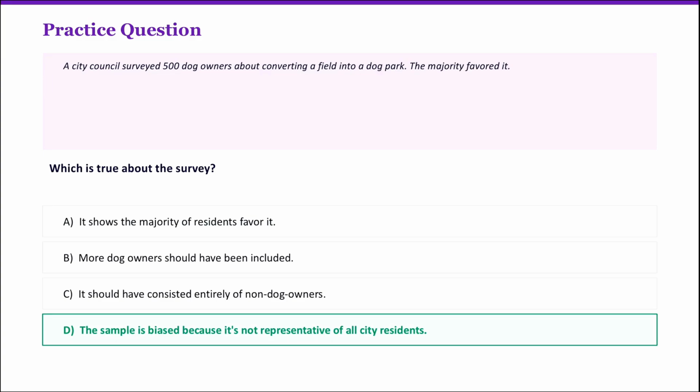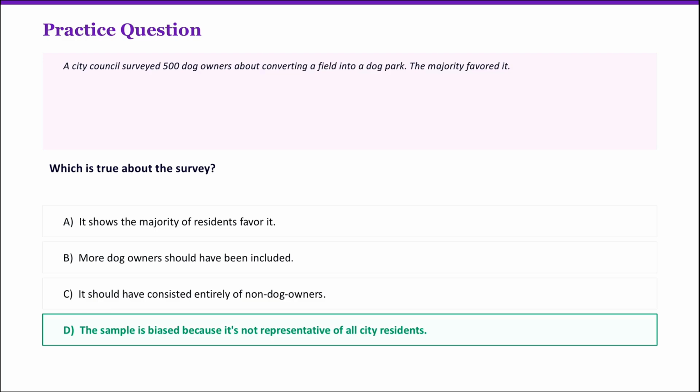We can look at a practice question here. A city council surveyed 500 dog owners about converting a field into a dog park. The majority favored it. What's true about the survey? The sample shows the majority of residents favor it. More dog owners should have been included. It should have consisted entirely of non-dog owners. Or the sample is biased because it's not representative of all city residents.